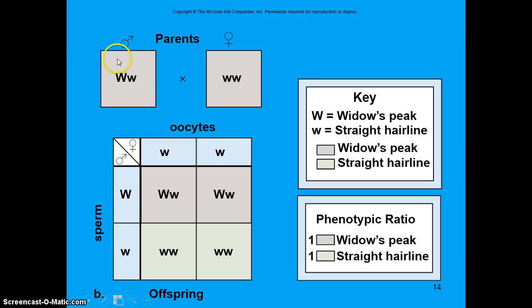All right, so here's an example. We have one parent that obviously has a widow's peak and one parent that does not, but we don't know if the parent is big W big W or big W little w. Well, if we look at the possibility of their offspring, we have a possibility of 2 out of 4 having a widow's peak and 2 out of 4 having a straight hairline. So if these two individuals had children, we would expect to see a ratio of 1 to 1 as far as the number of children that have the straight hairline and the ones that have the widow's peak.